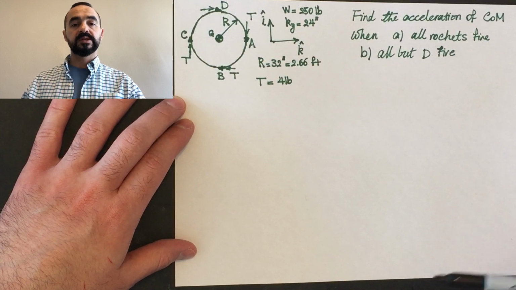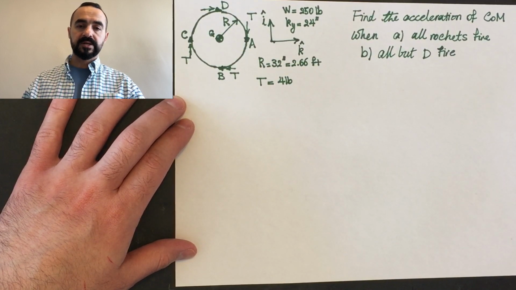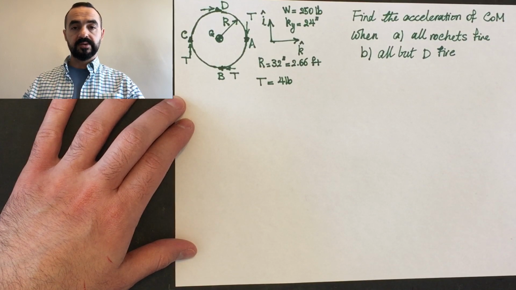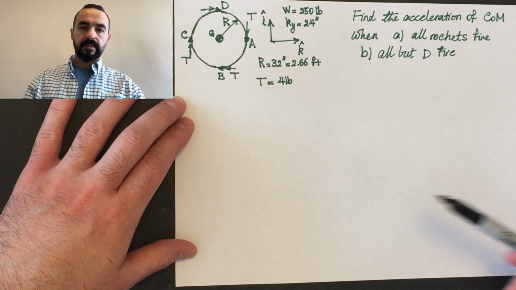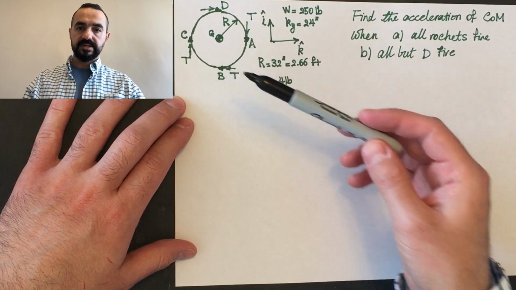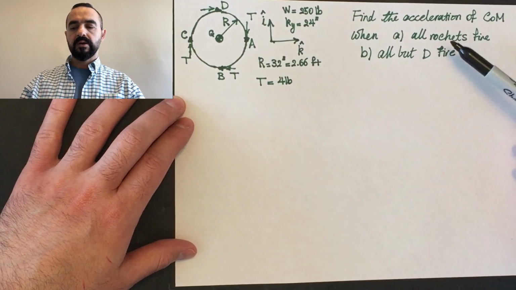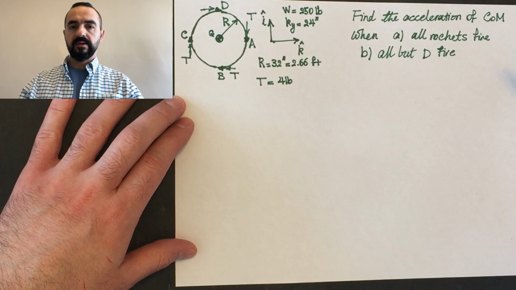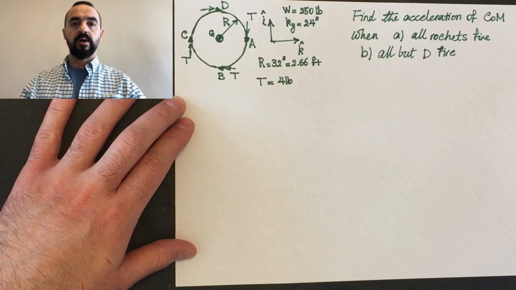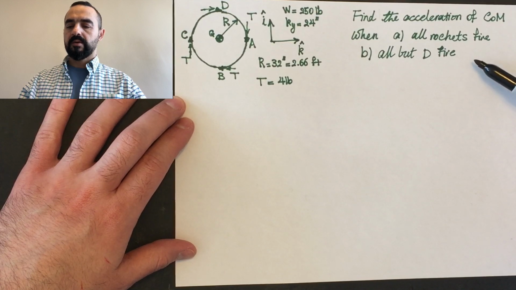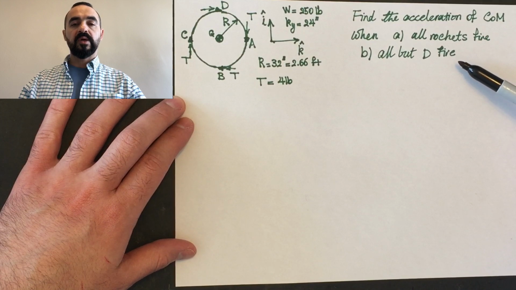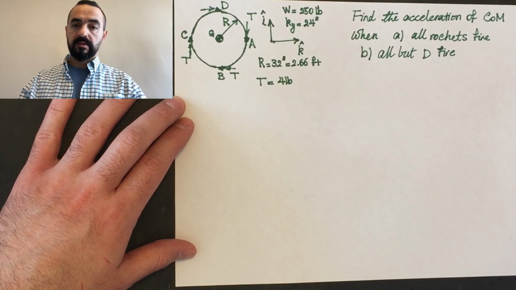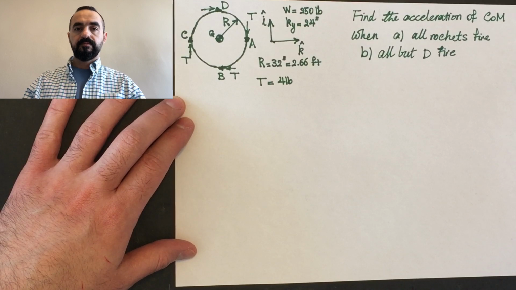So what we are interested in is to find the acceleration of this satellite, both translational and rotational acceleration, for two cases. One, A, when all the rockets fire, meaning that A, B, C, and D are all turned on, and B, when all but D fire, meaning that when A, B, and C fire, but D does not.